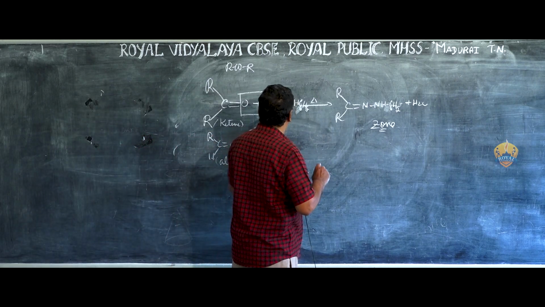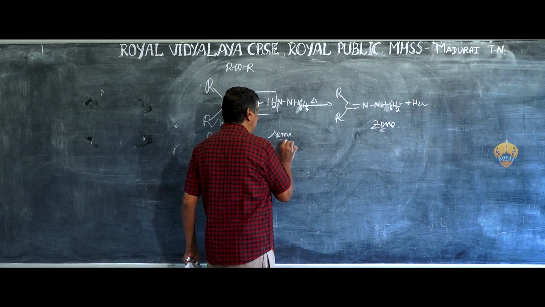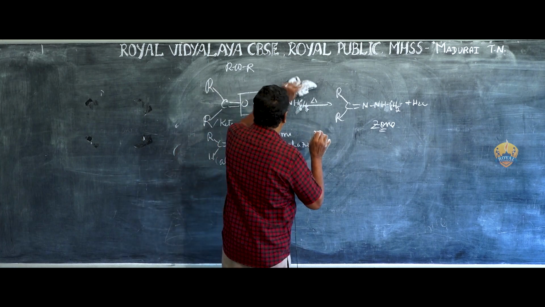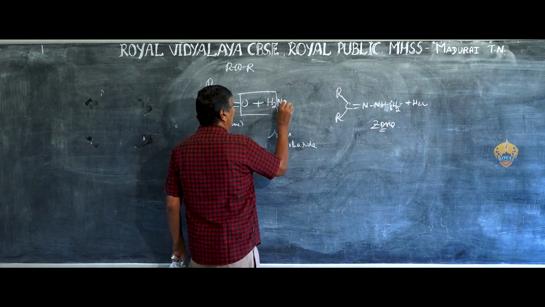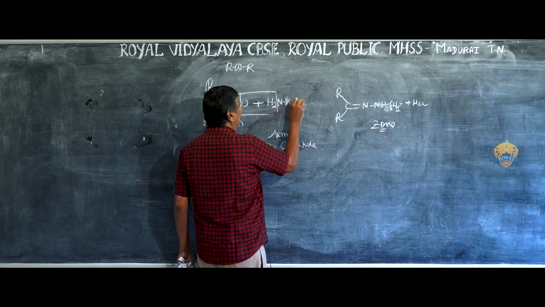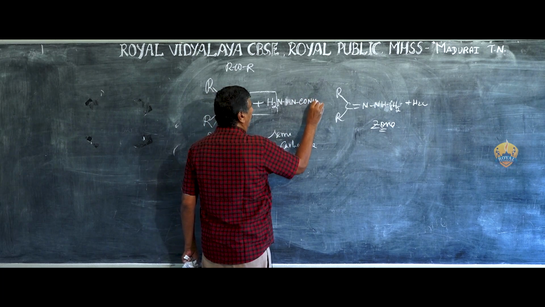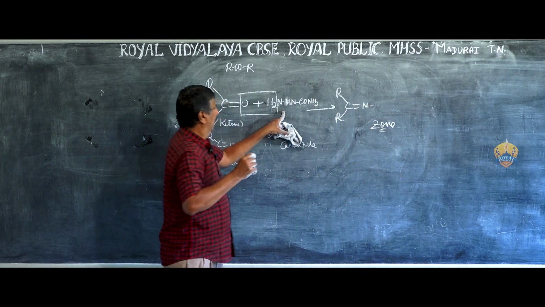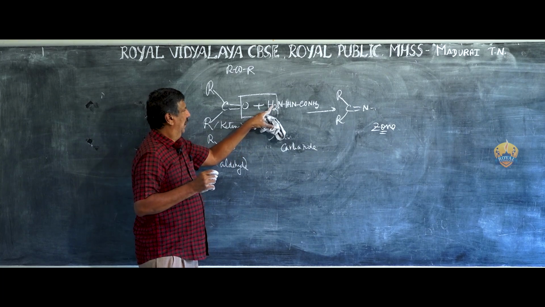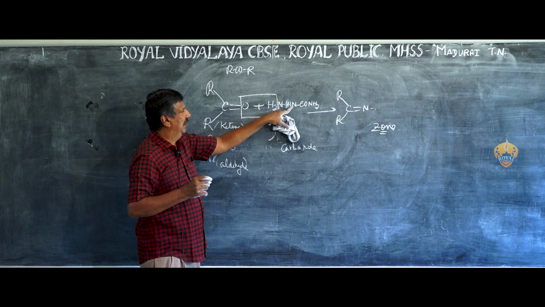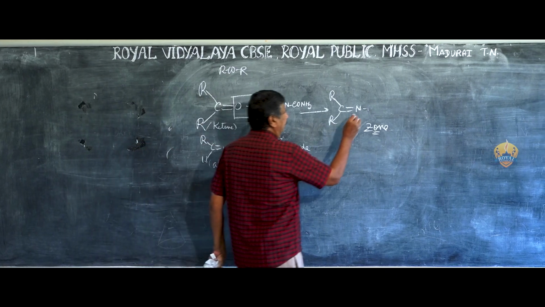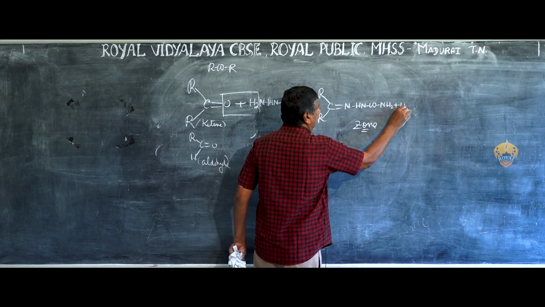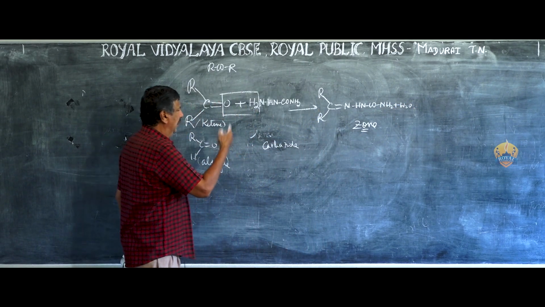Then the last one in this category is semicarbazide. If somebody asks about semicarbazide, this is the formula: NH2, NH, CONH2. This is semicarbazide. So, what is the product? What is the product for this? H2 is removed, NH, CONH2. That's all. Semicarbazide gives semicarbazone.